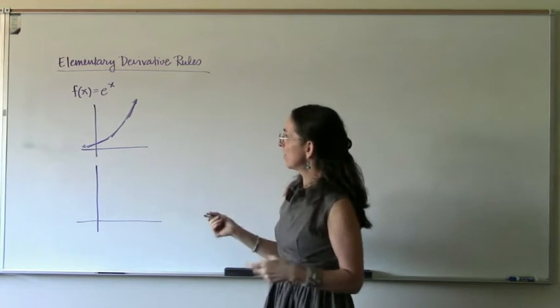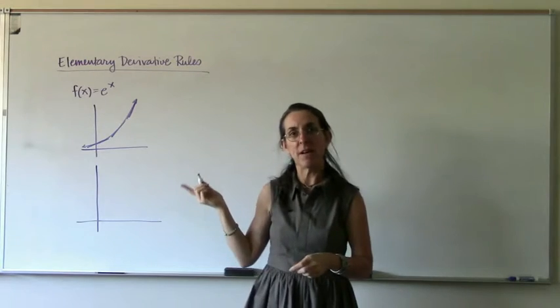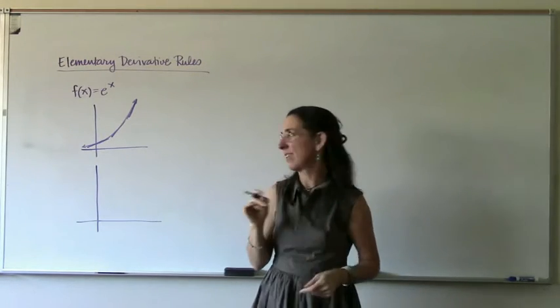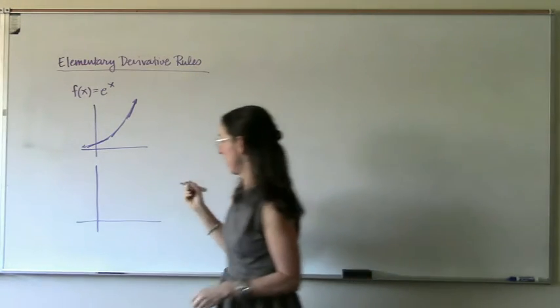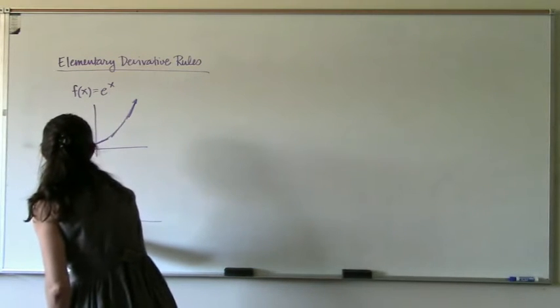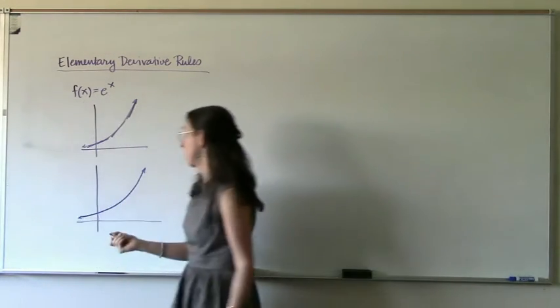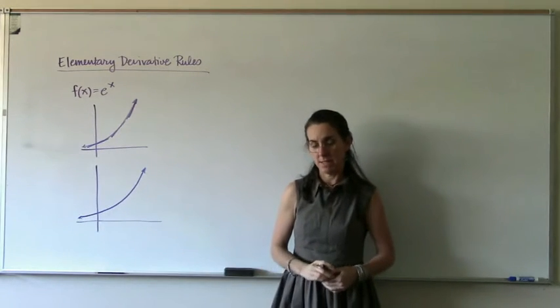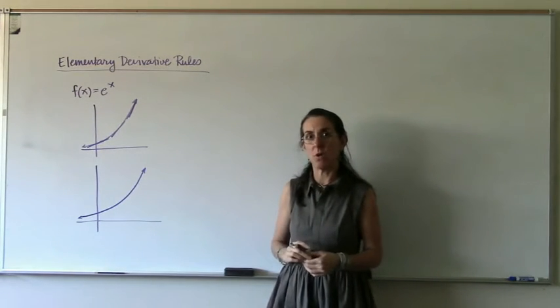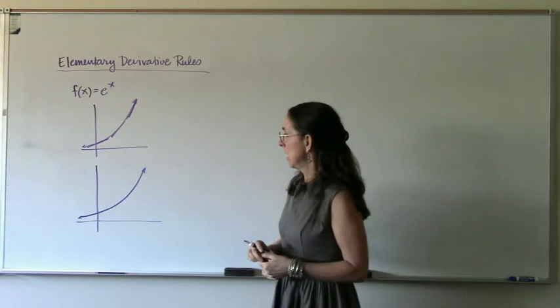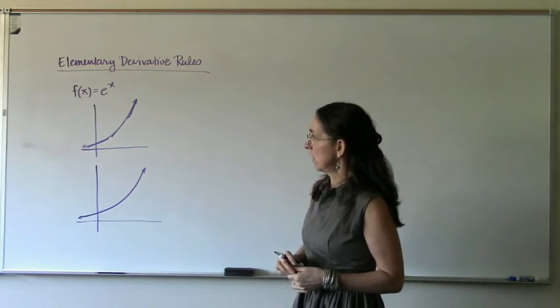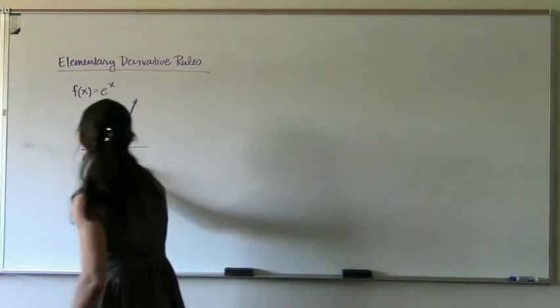So it turns out that the derivative of e to the x, its graph looks a lot like the graph of e to the x, right? Everywhere positive, and slopes are getting bigger. All right, so maybe the graph of the derivative of an exponential is also an exponential. That's sort of a good intuition.